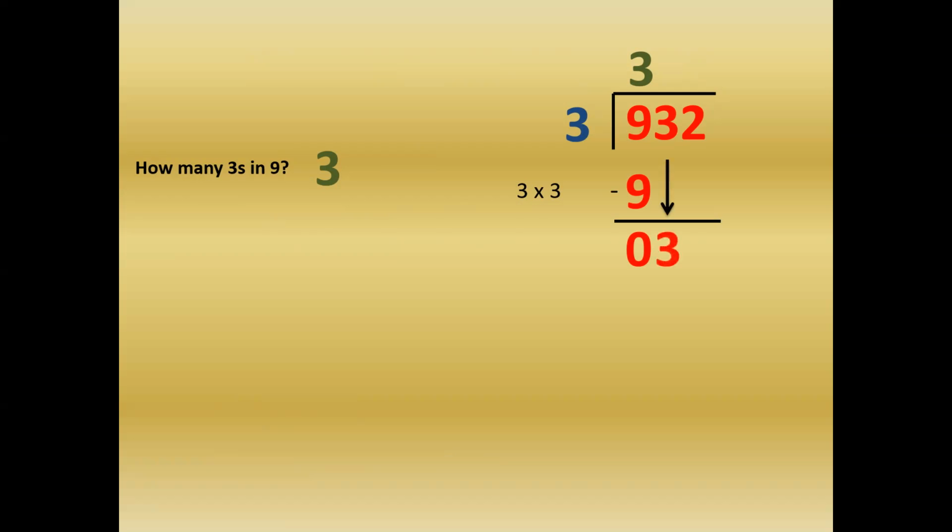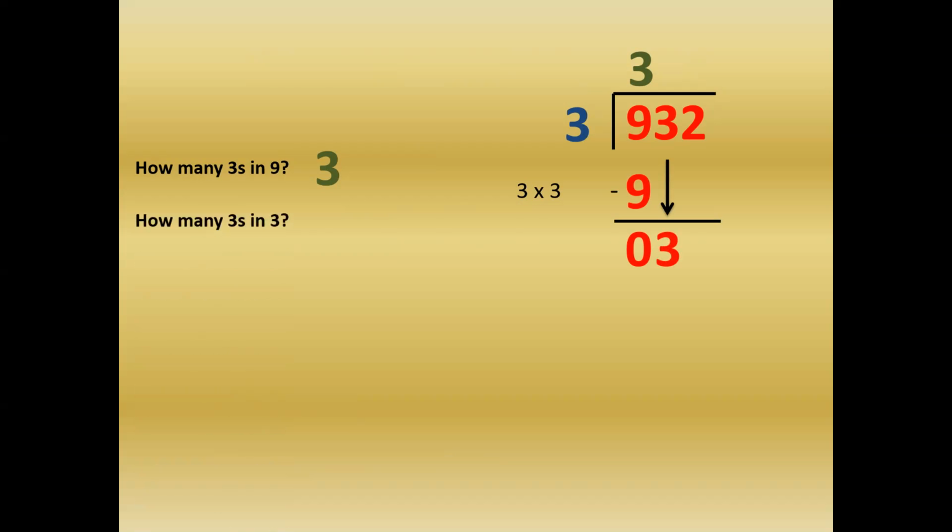So we have 932 divided by 3. First we have to look at how many 3's are in 9. We know there's 3 of them, so we put a 3 above the 9. Then 3 times 3 is equal to 9, so we have to subtract. 9 minus 9 is equal to 0. Then we have to bring down our 3.